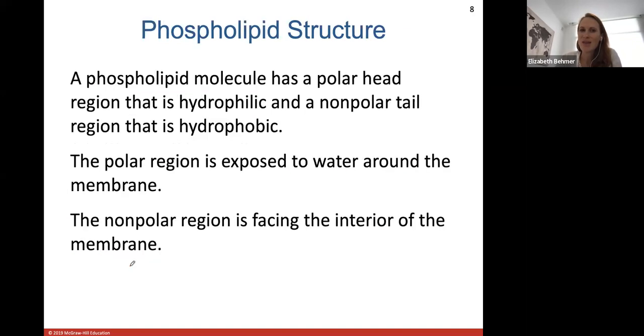We'll talk about what that means when we show you a picture. The phospholipid molecule has a polar head that is hydrophilic. Philic means love, so the polar head loves water, and the nonpolar tail is hydrophobic, and phobic means afraid of water. So the polar heads will always be exposed to water around the membrane, and the nonpolar regions will be facing the interior because they don't want to touch water. I'll show you a picture of what I mean by that next.